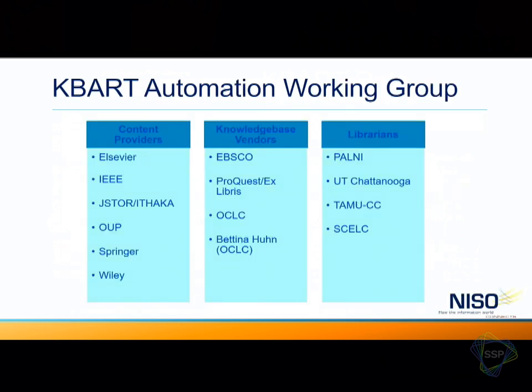The automation working group is a separate group from the standing committee, but it still has all the balance of viewpoints. So we've got content providers, knowledge base vendors, and librarians, different people, although there is a little bit of overlap. Each of these parties is really quite involved. This is a really energetic group that is discussing how to carry out the charge of creating a recommendation for automating KBART holdings files. Any questions on KBART?